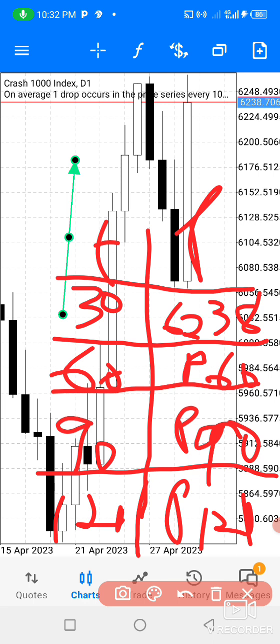If it is occurring in descending order, like the price keeps decreasing, let's assume P60 is less than P30, P90 is less than P60, and P120 is less than P90. That shows you that this market is in a downtrend.